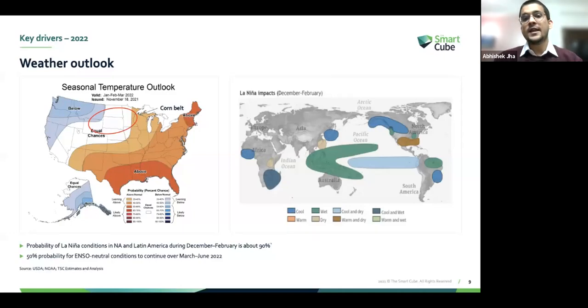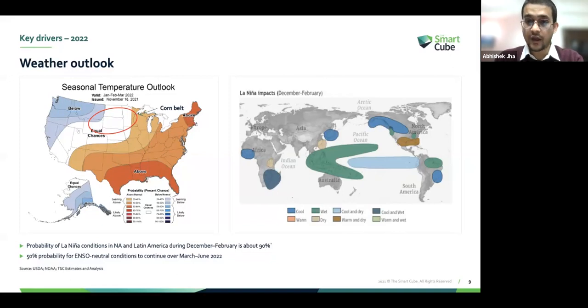Then we have the expectation about La Nina, and La Nina impacts and brings drier weather conditions in these belts, that is the Americas, both on the northern side and the southern side. Having said that, we actually have a high probability of La Nina setting in next year as well.